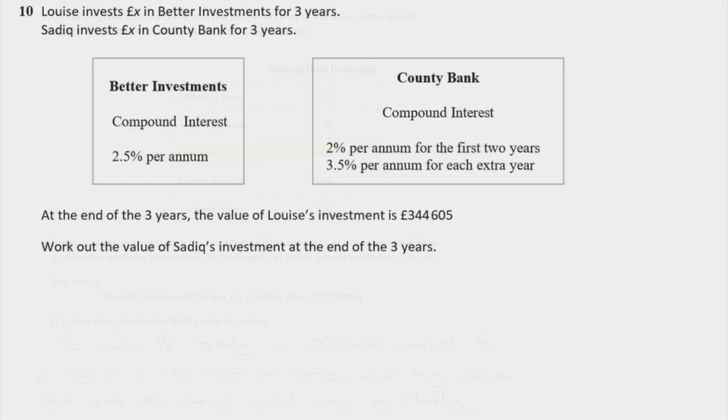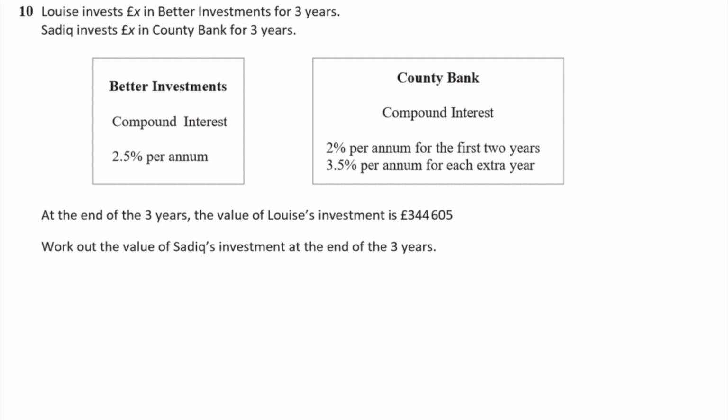Okay. Question 10. Louise invests X pounds in Better Investments for 3 years. Sadiq invests X pounds in County Bank for 3 years. At the end of the 3 years, the value of Louise's investment is £344,605. Work out the value of Sadiq's investment at the end of 3 years.